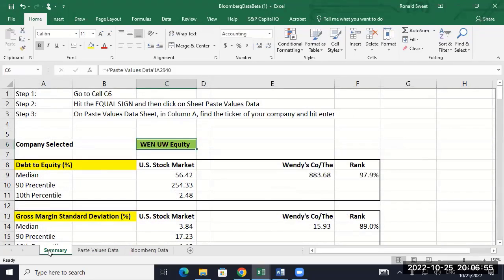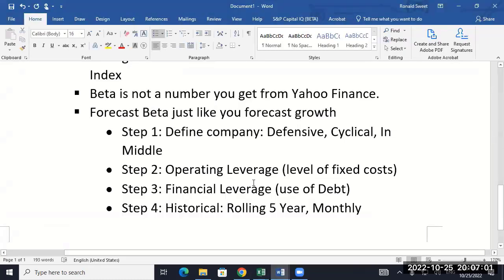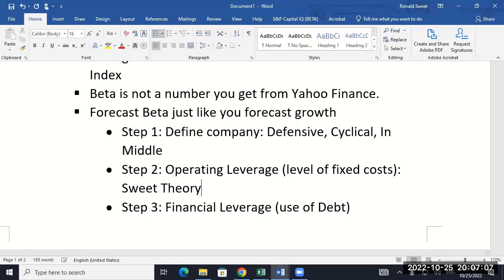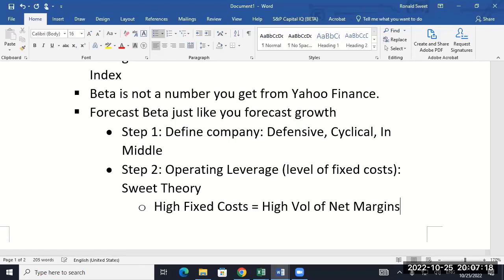All right, there we go. Okay. So here's Wendy's. So what are we looking at? So here's my theory. Some of this is basic finance. Some of this is my theory. So here you got theory. My theory is high fixed cost should equal high volatility of net margins. If firms have high fixed costs, their net margins should be much more volatile.